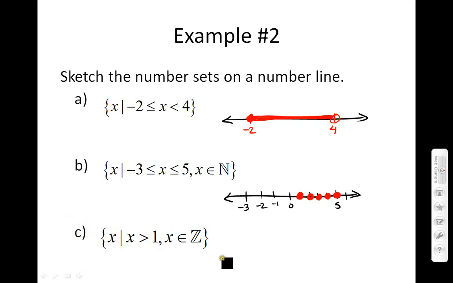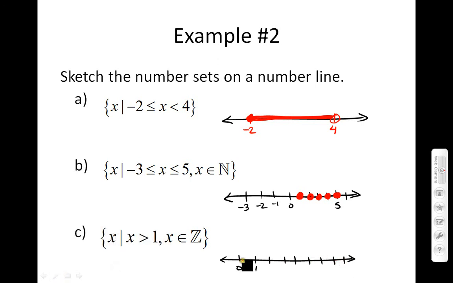Last example, we would read that interval notation as x such that x is greater than 1, where x is an element of the integer set. So all integers greater than 1. So I'll start writing in here. Maybe I could put a 0, 1. The rest of these would be considered integers.